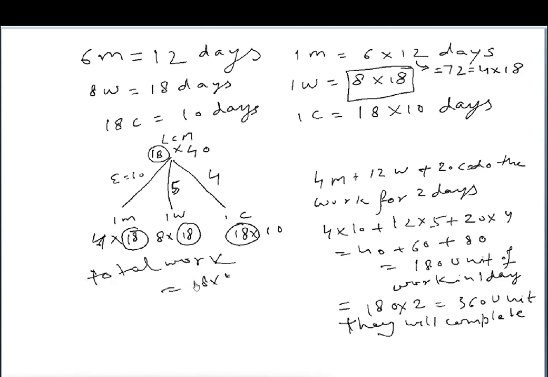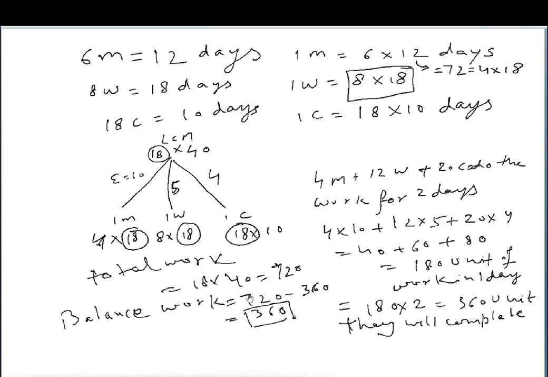So total work is equal to 720. So 720 units of the work are to be completed, and 4 men plus 12 women plus 20 children will do 360 units of work in 2 days. So the remaining units of work will be 360. And these 360 units are to be completed by the men only, as per the question.